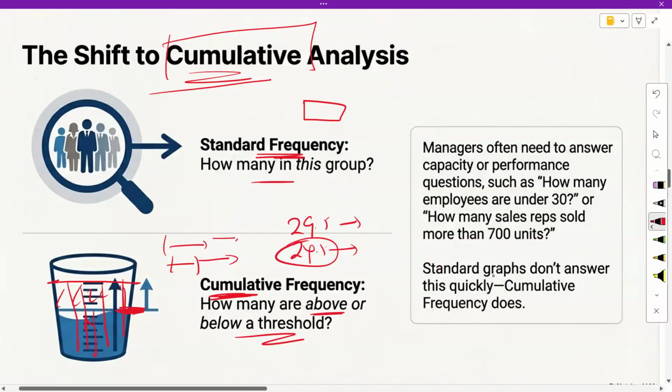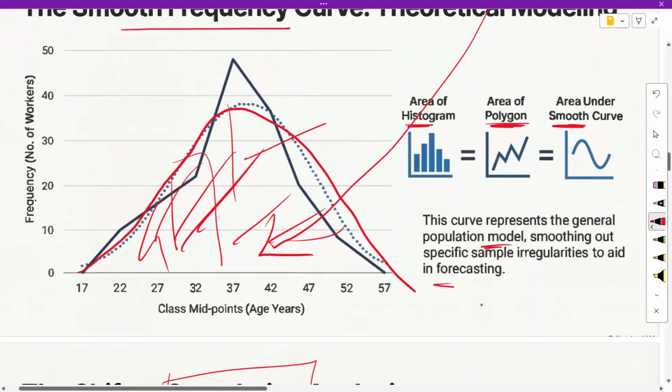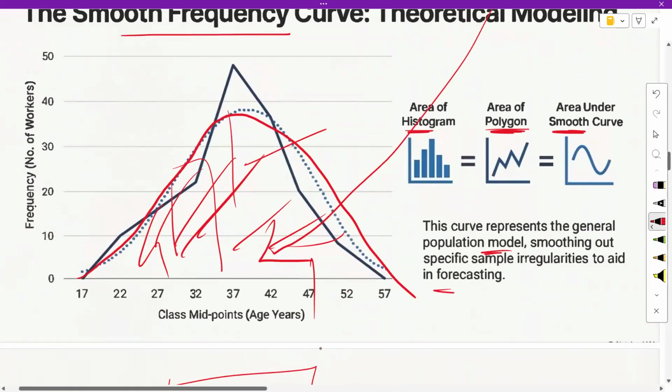Managers often need to answer capacity or performance questions such as how many employees are under 30 or how many sales reps sold more than 700 units. So this kind of question may be required, right? The standard graph doesn't answer this quickly. So we need a cumulative frequency tool. If anybody asks how many employees up to age 24, how many up to 32, we have to count manually. It takes a little time.